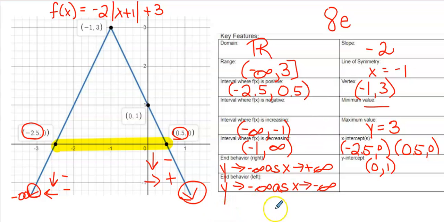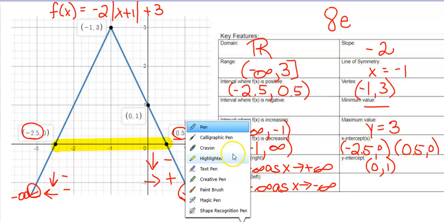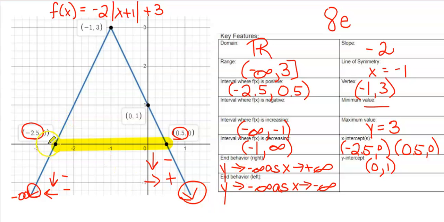Okay. The interval where it's negative goes, let me get a different color, from here this way, because it's here down that way, but the x's that it covers are right there and right here. So there are 2 intervals. The first one comes from -infinity and stops at -2.5.